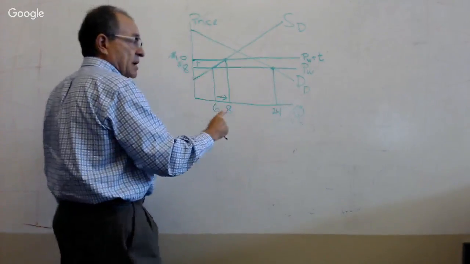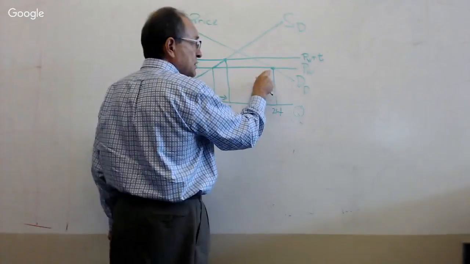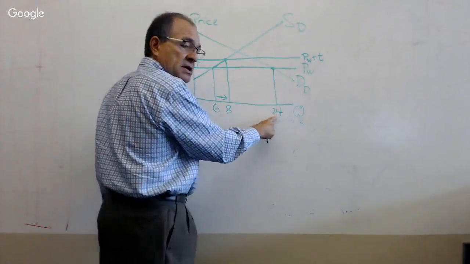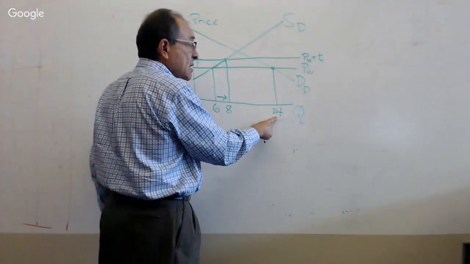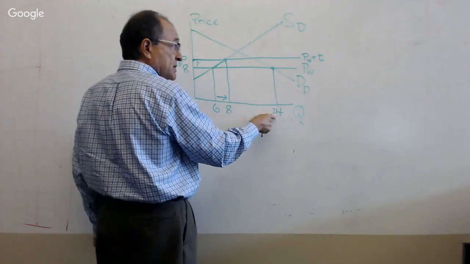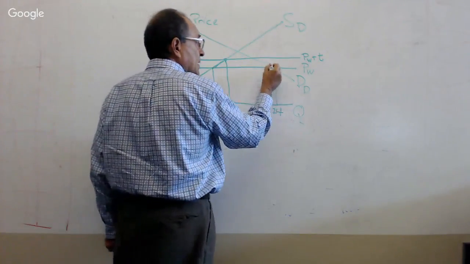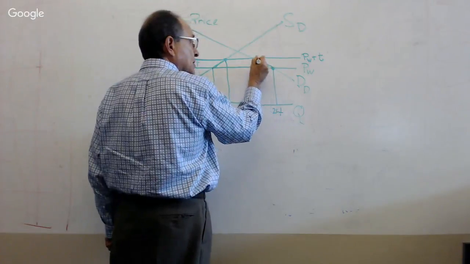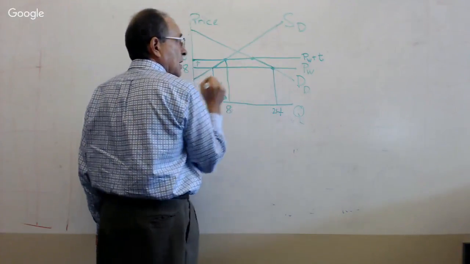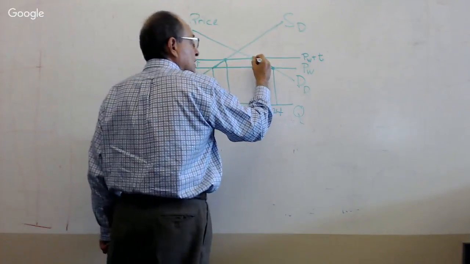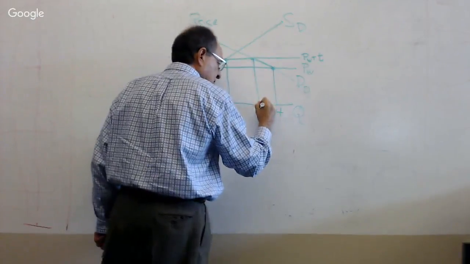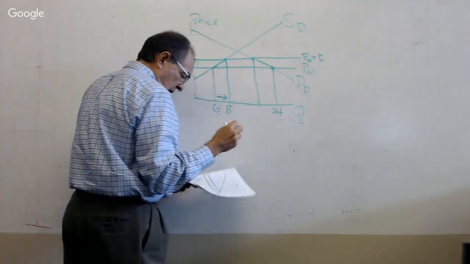Now let's look at demand. Consumers at a price of $8 were willing to consume 24 units, but with the tariff, now that the price of the product is more expensive, they move back up along their demand curve, and at a price of $10, their quantity demanded shrinks somewhat to 20 units.